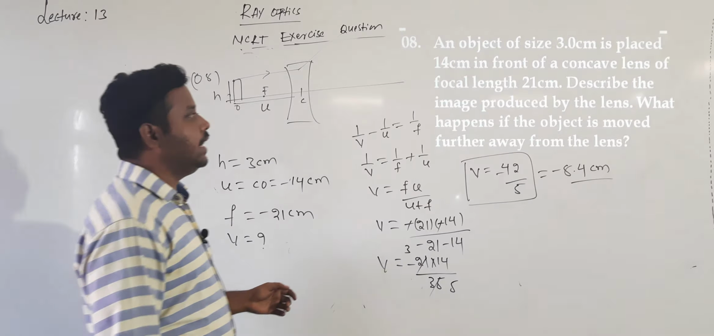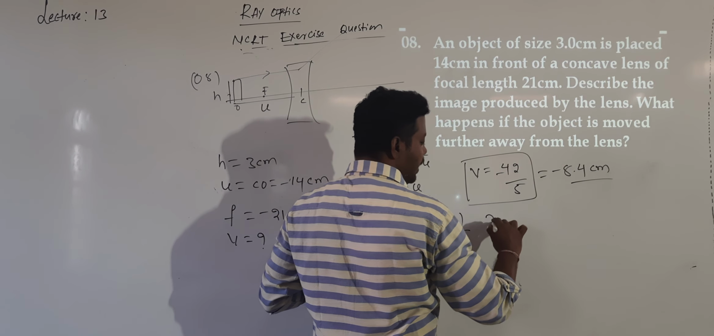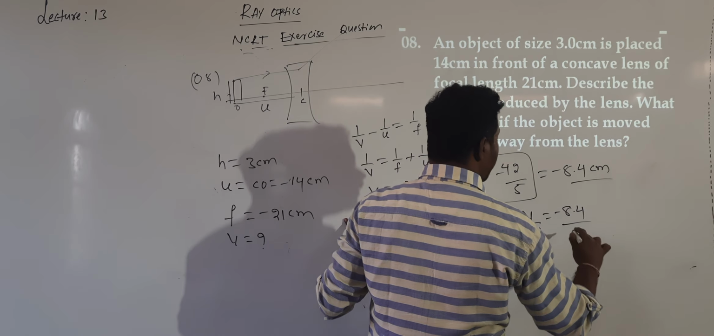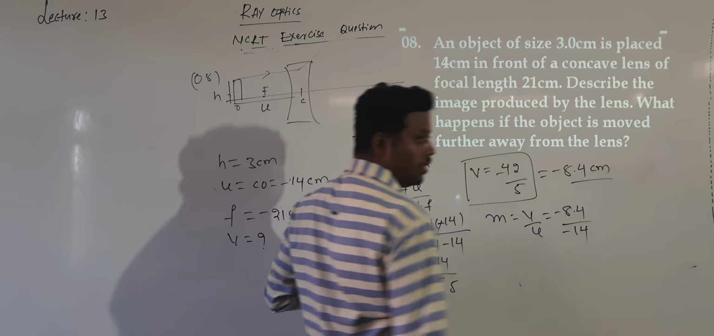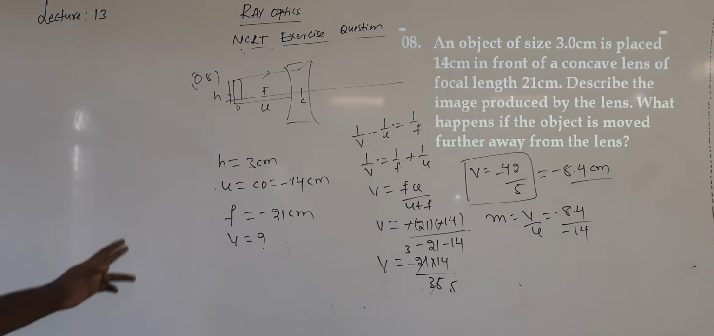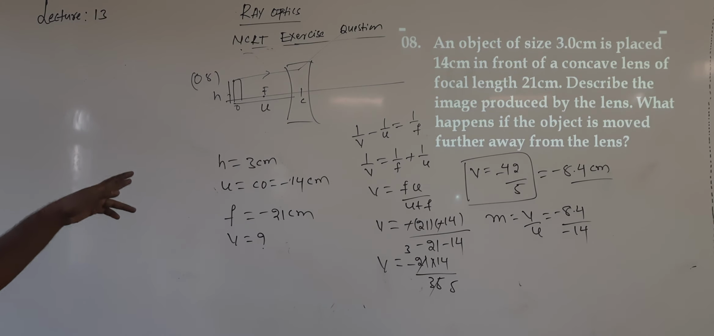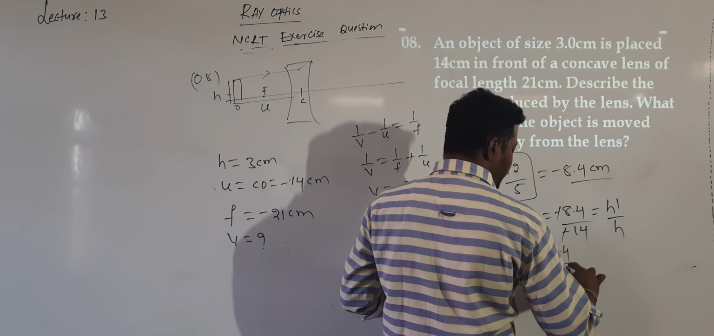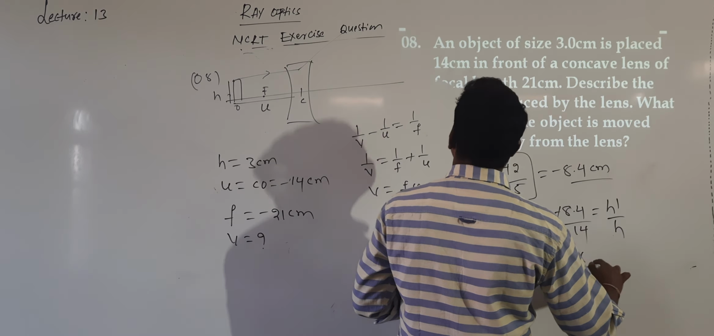And they are asking us to describe the image produced. Can I calculate the magnification? Magnification value will be given by V divided by U. So V value minus 8.4 divided by U value, minus 14. By substituting that value, we will get the value of magnification. Magnification formula is also H dash divided by H. So 8.4 divided by 14, then H dash is equal to, minus minus cancel, 8.4 divided by 14 into H value, which is 3 centimeters.